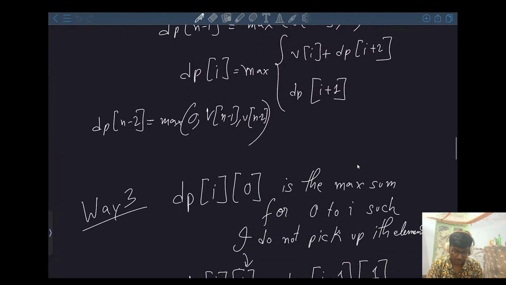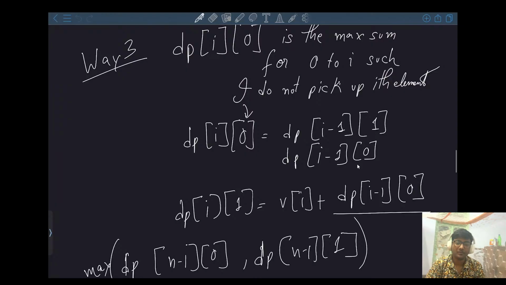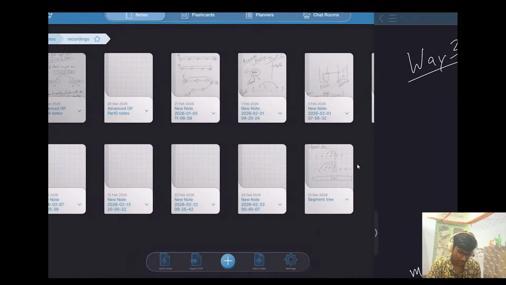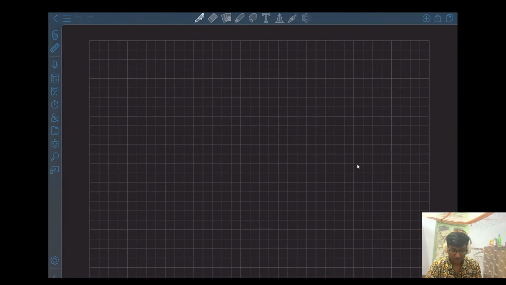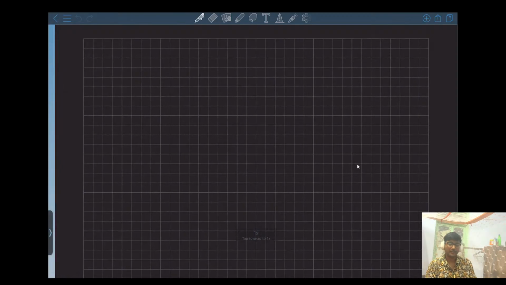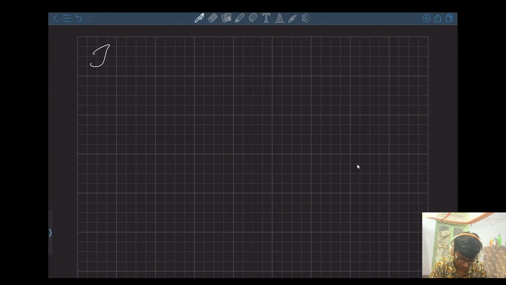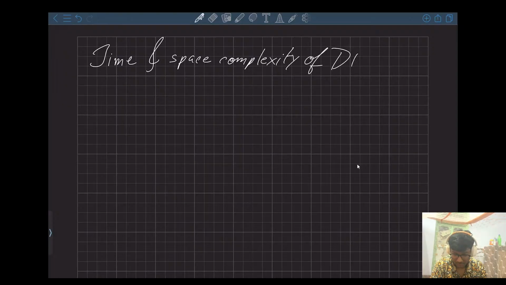Okay, so we were on this. Today, before going on to further questions, we will discuss the time and space complexity associated with the definition of dynamic programming solutions. So this is going to be part 5. So how to define time and space complexity of DP solutions.